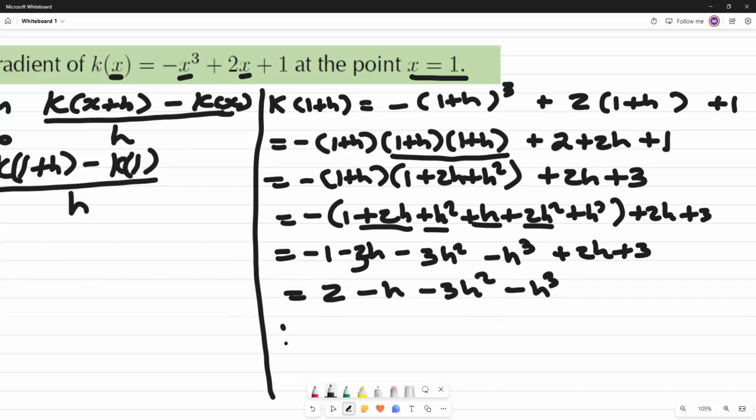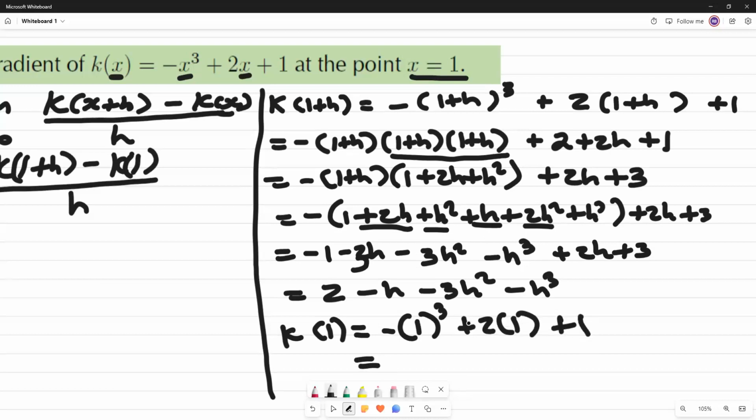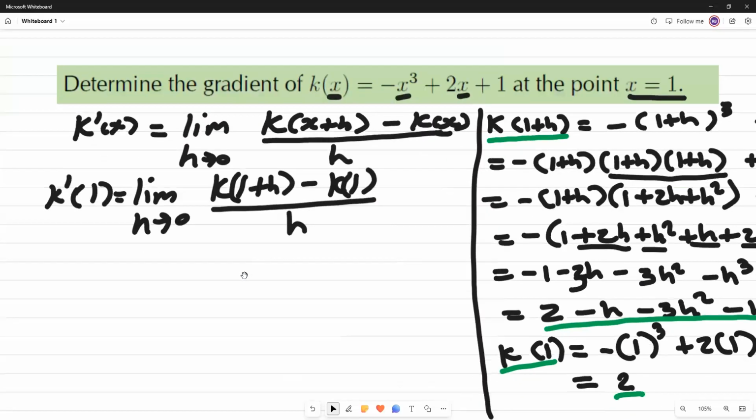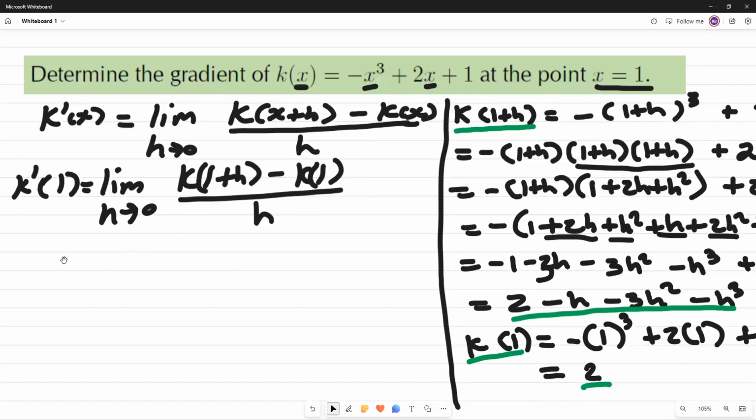Now we need k at 1. I'm sure you can see that we're just going to write everything like that, but now we'll be having ones there. So I'm looking for k at 1. It's negative 1 cubed plus 2, 1 plus 1. K at 1 will be basically 2. Perfect. So where I see k at 1, I can put 2. Where I see k1 plus h, I can put this guy. Okay, sharp. Let's go and simplify and see. So now I have this.